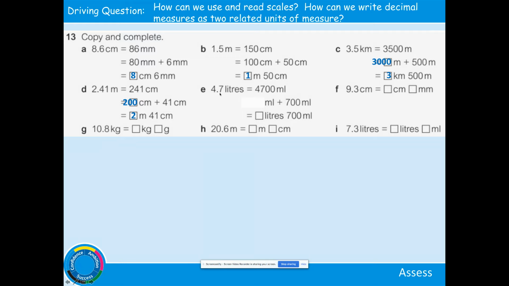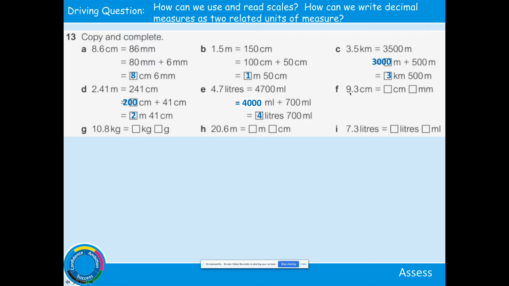So this time we've got 1,000. So we've moved over, we've made 4,700. It's showing our 700 here, so we need 4,000 here. 4,000 plus 700 is 4,700. There's 1,000 millilitres in a litre. So this 4,000 millilitres are the 4 litres we've got here. That will go here. And we've got our 700 millilitres left. It's broken it down into the easy stages for you.